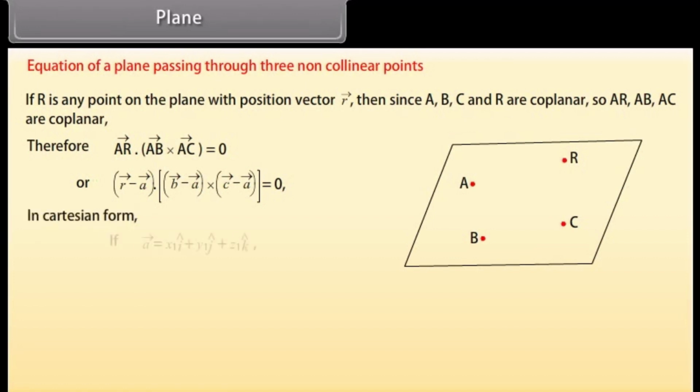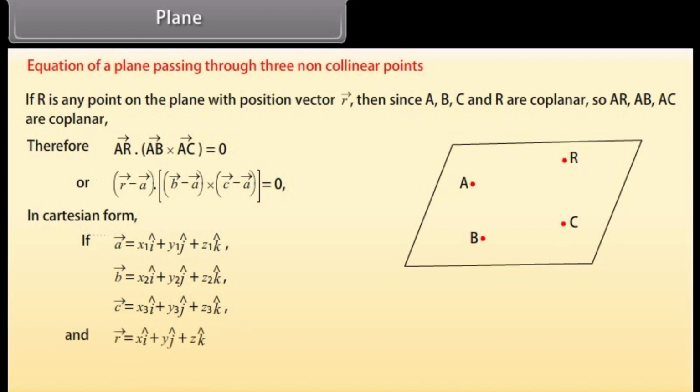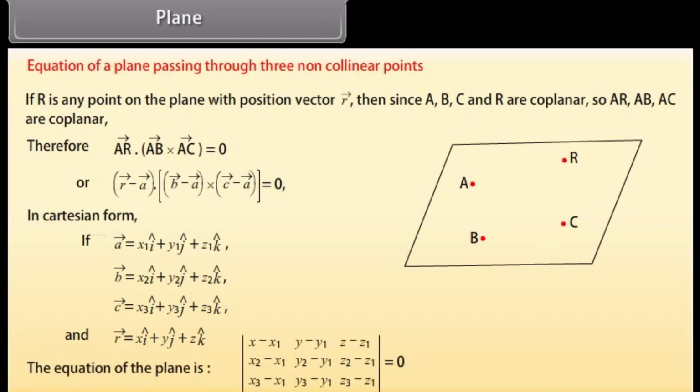In Cartesian form, if vector A equals x1 î plus y1 ĵ plus z1 k̂, vector B equals x2 î plus y2 ĵ plus z2 k̂, vector C equals x3 î plus y3 ĵ plus z3 k̂, and vector R equals x î plus y ĵ plus z k̂, the equation of the plane is the determinant, row-wise: first row, x minus x1, y minus y1, z minus z1. Second row, x2 minus x1, y2 minus y1, z2 minus z1. Third row, x3 minus x1, y3 minus y1, z3 minus z1, equals 0.